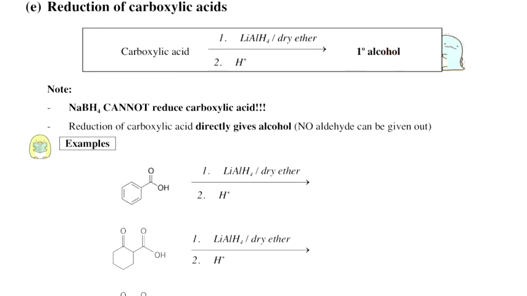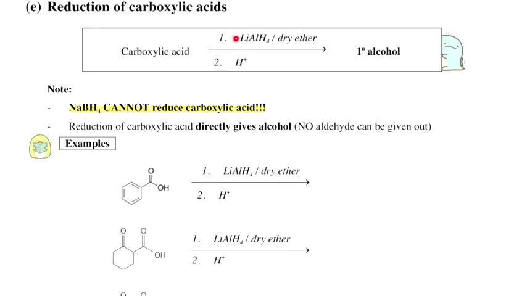And here, please pay attention. As I have mentioned, when we do reduction for aldehyde and ketone, sodium borohydride is a less powerful reducing agent. So here, for this reaction, we can only use lithium aluminium hydride. Sodium borohydride cannot reduce carboxylic acid. It's not strong enough, right? So we need to choose lithium aluminium hydride in dry ether, similar to the reduction of aldehyde reaction.